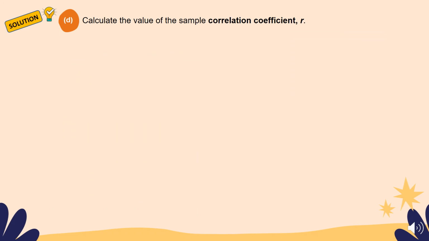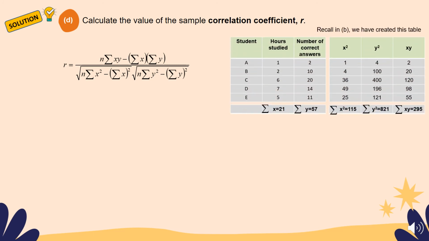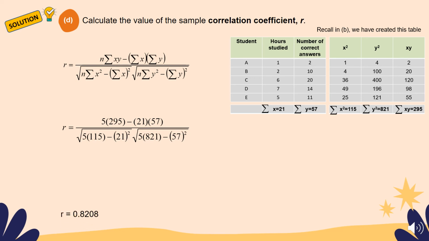The fourth question asks us to calculate the value of the sample correlation coefficient, or R. This is the formula of R. In order to solve for the R value, we have to plug in the value of each of these terms. Recall in the previous question in B, we created this table of information, with the additional columns and also the summation of each term. Plugging in the values of the terms here, we will get the R value equal to 0.8208. So that's the R value.